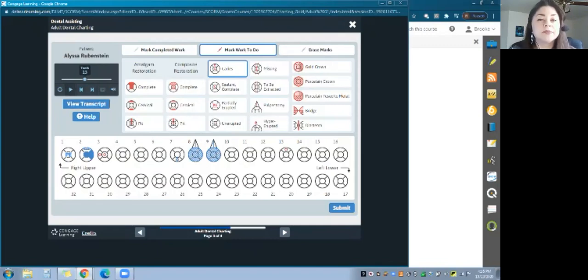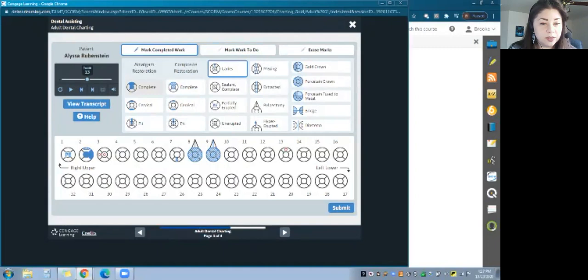Let's hear the rest of it. And an amalgam on the disto-occlusal. It has an amalgam. Number 13 has caries on the buccal cervical and an amalgam on the disto-occlusal. So mark completed because it's something that's already been done. It's a full surface. Distal occlusal.